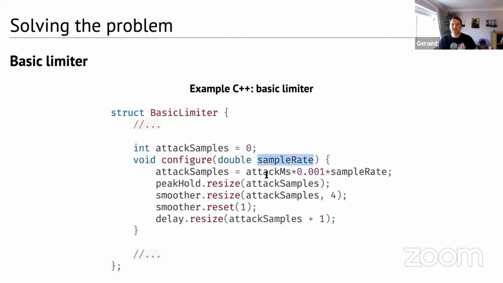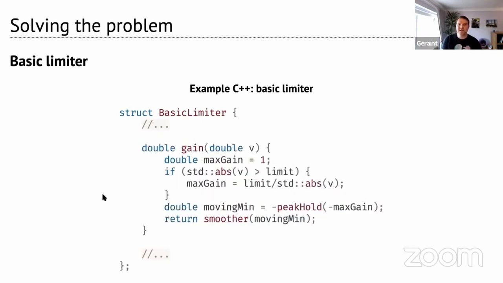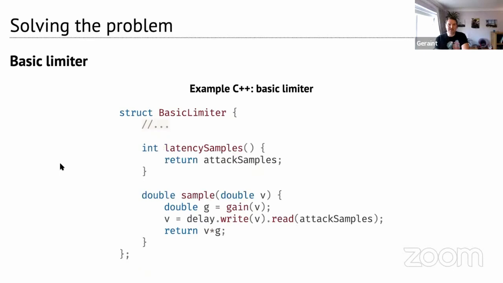We configure with the sample rate, and we convert our millisecond specifications into samples, and we pass that to the smoother and the moving minimum and the delay. And then we have our gain calculation. We have our awful clipping gain. We have our moving minimum, and then we pass it through whatever smoothing filter we have to hand. I'm using some examples from my DSP library here, but hopefully there should be similar utilities around in other frameworks. And yeah, so here we should report our latency, which is whatever our length was, 20 milliseconds or so. And we take our input sample, get the gain, and then we read a delayed signal and apply that gain.